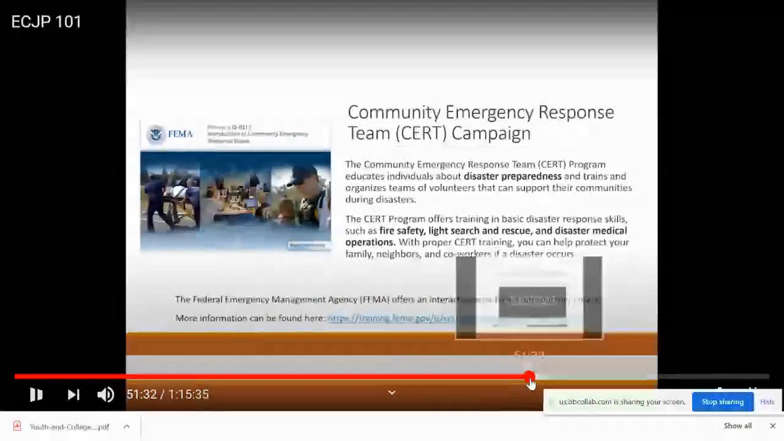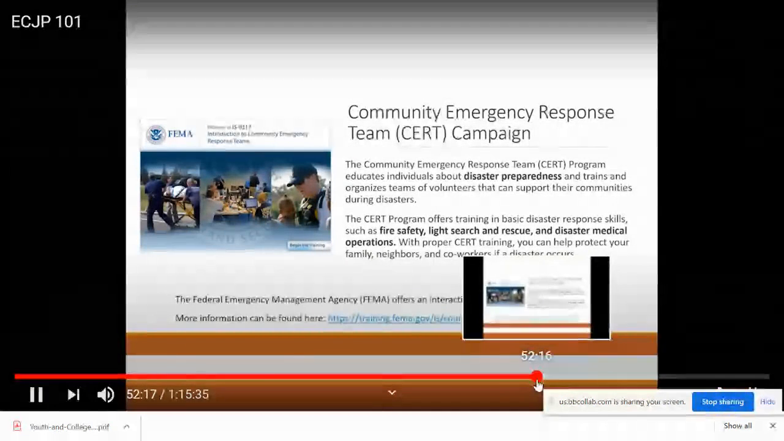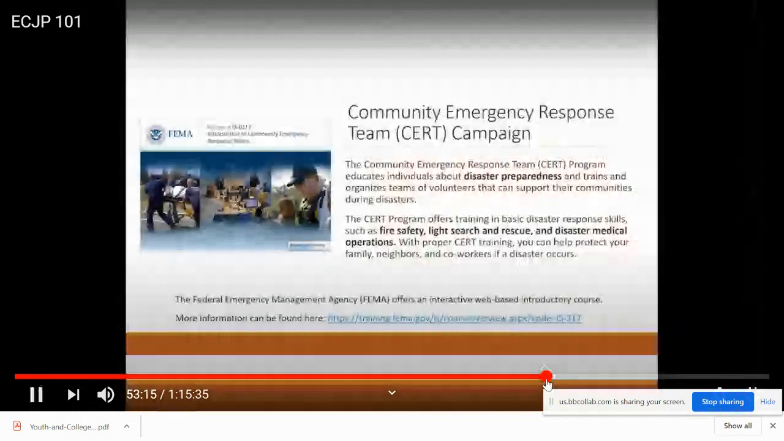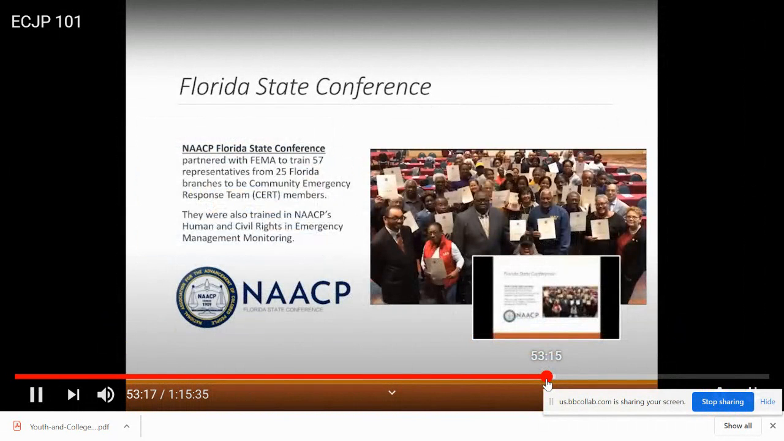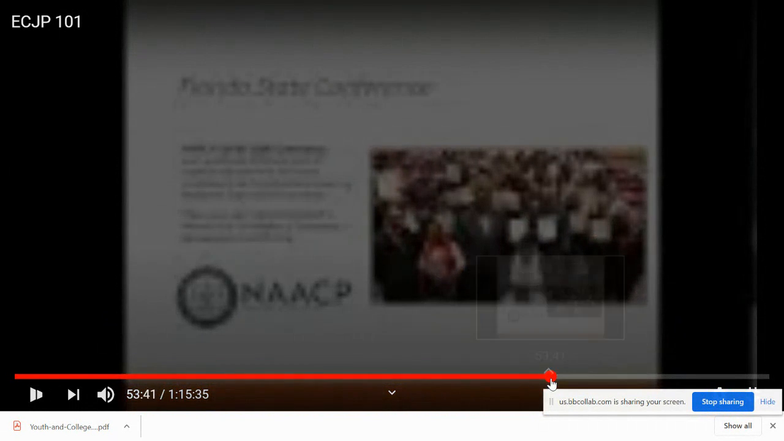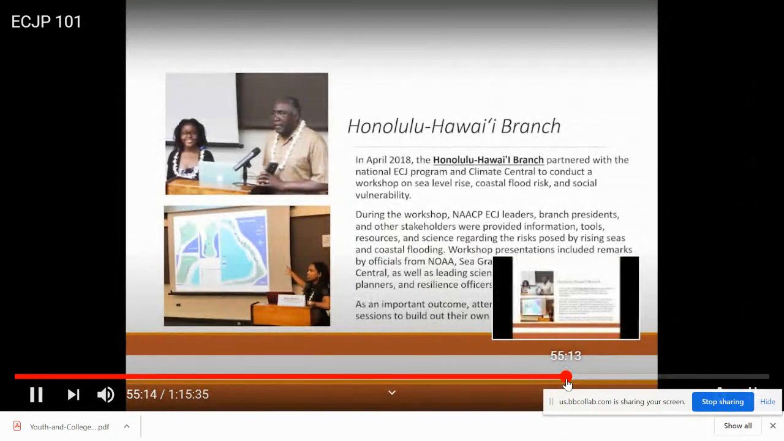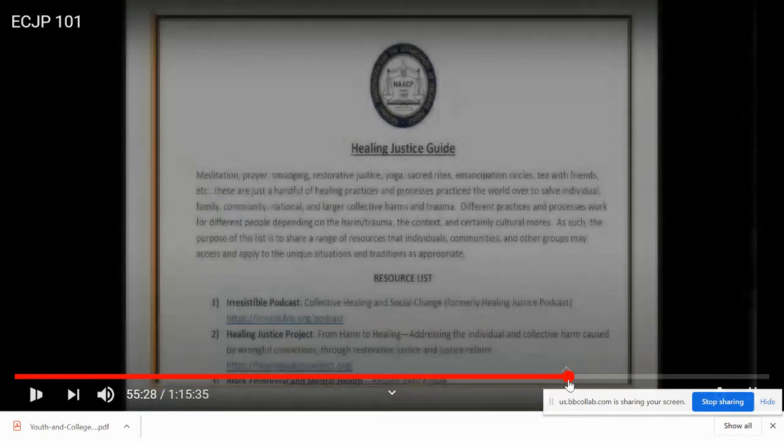My name is 103444. This, in addition to the certification, ACP are really pushing emergency management. So the Florida State our emergency stage, flooding risk, and healing justice project.